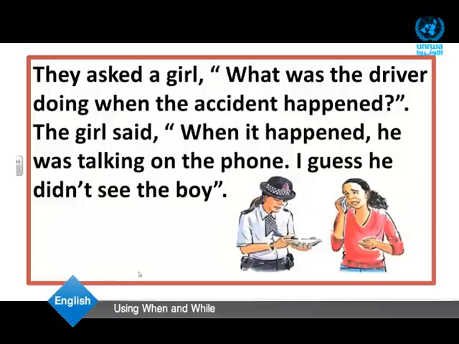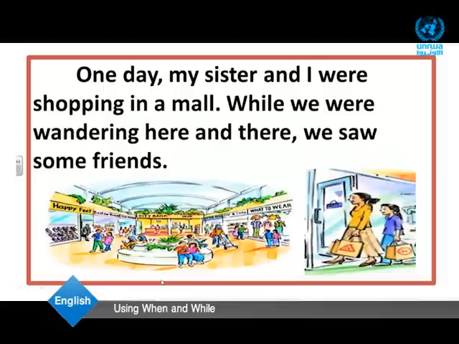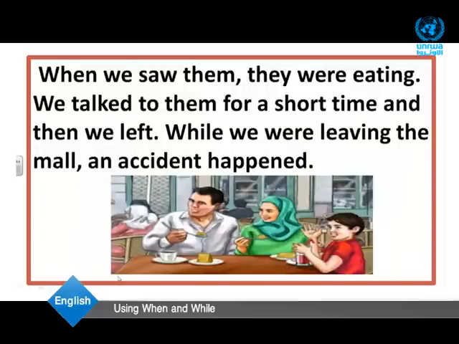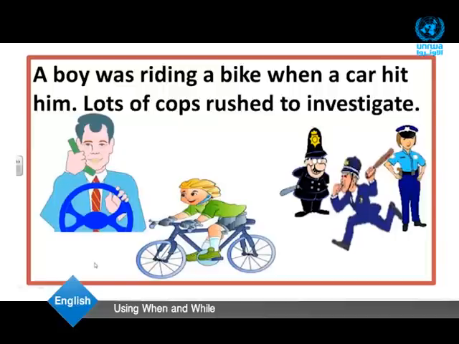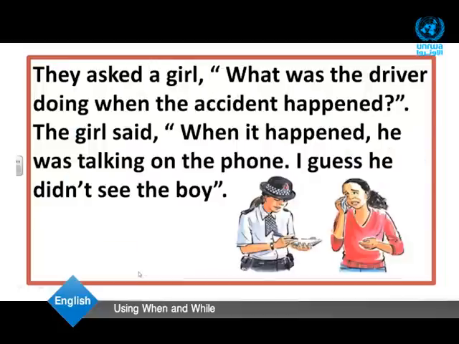Now, dear students, let's read it once again. One day, my sister and I were shopping in a mall. While we were wandering here and there, we saw some friends. When we saw them, they were eating. We talked to them for a short time and then we left. While we were leaving the mall, an accident happened. A boy was riding a bike when a car hit him. Lots of cops rushed to investigate. They asked a girl, "What was the driver doing when the accident happened?" The girl said, "When it happened, he was talking on the phone. I guess he didn't see the boy."